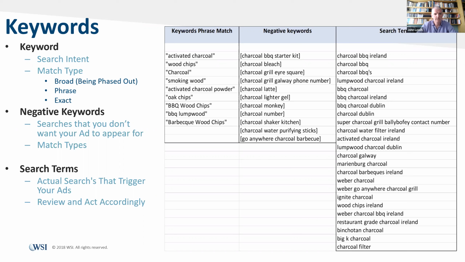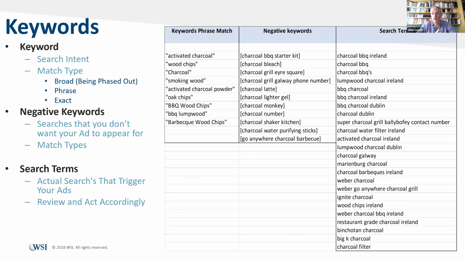of the match type. And then the third column on this page are the search terms. So search terms are the actual searches that trigger your ads. They're the actual searches that people type into Google. And what Google is all the time doing is trying to match the keywords that you've typed in on the left-hand side with the search terms that people actually search.